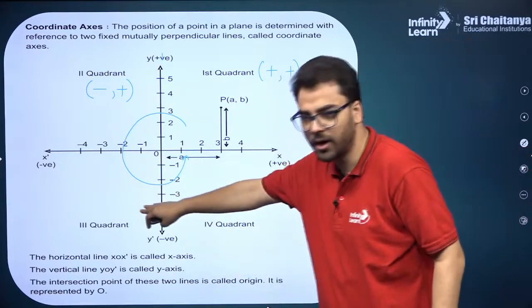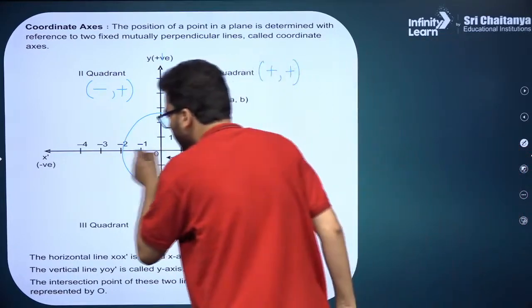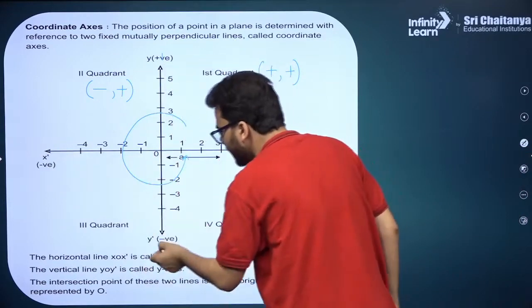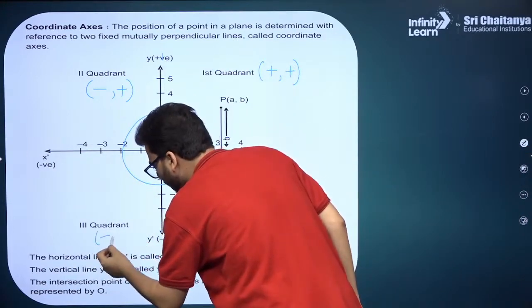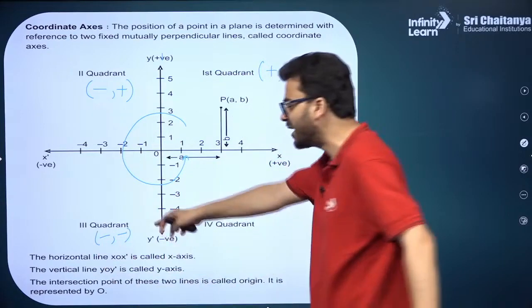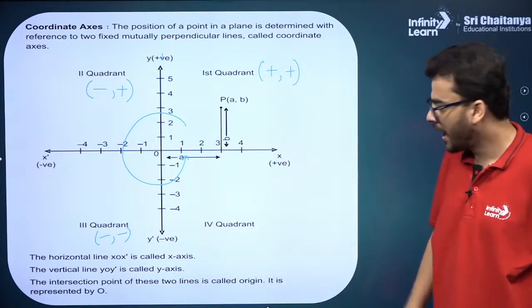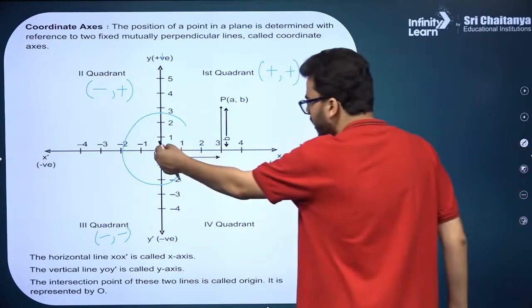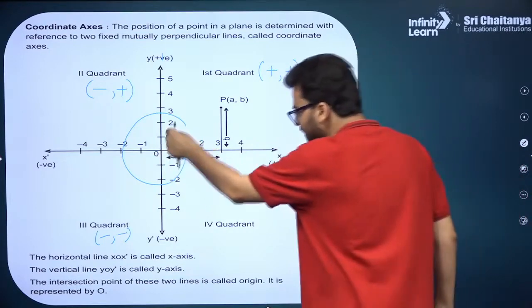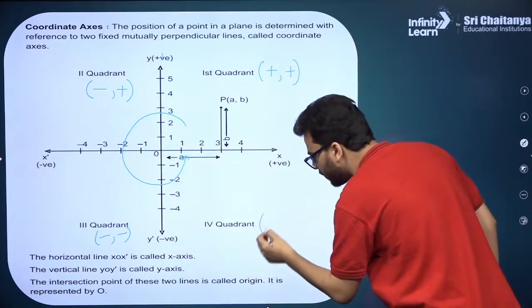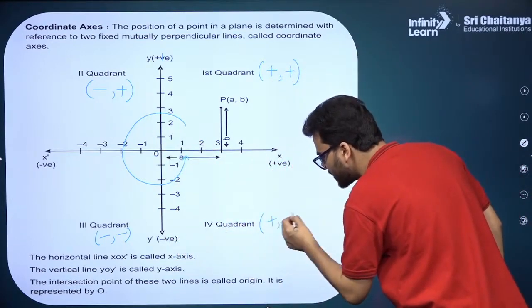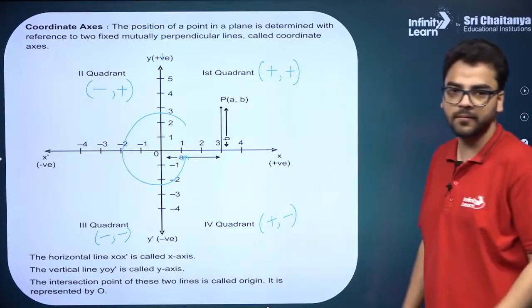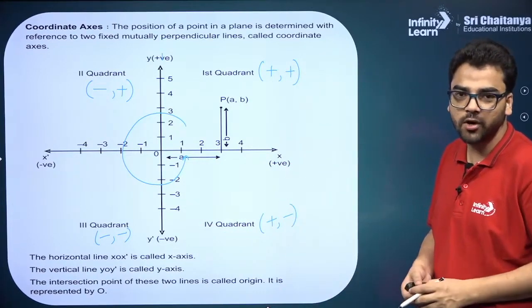And if you are in the third quadrant, you are moving along the negative x-axis and negative y-axis. So in the third quadrant, abscissa and ordinate both are negative. And in the fourth quadrant, you are moving along the positive x-axis and the negative y-axis. So therefore in the fourth quadrant, abscissa is positive and ordinate is negative. Is it clear to every student over here?